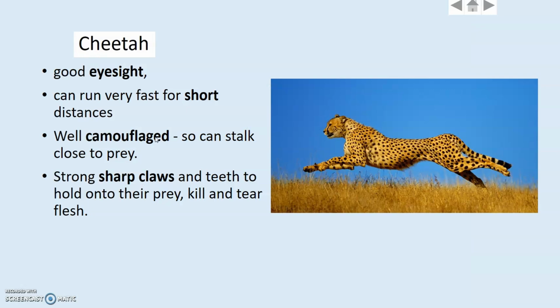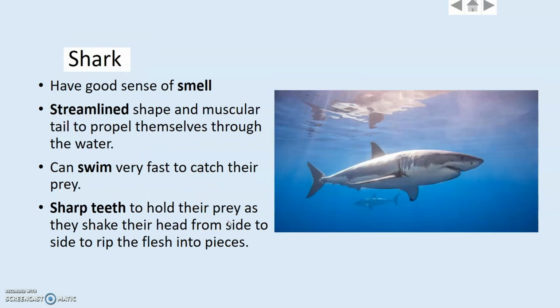Cheetahs, well, they have very good eyesight. They can run very fast. They're well camouflaged, so they can stalk close to the prey, and they have very sharp claws and teeth. Sharks have a good sense of smell. Visibility isn't always good in the water. They're very streamlined with a big muscular tail, and they can swim very fast and have very sharp teeth.